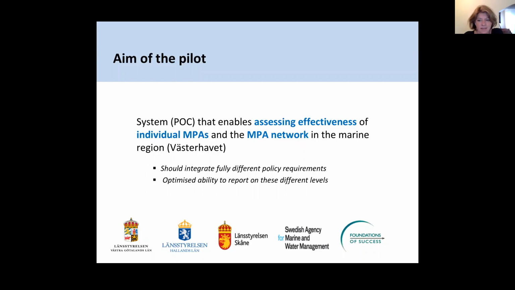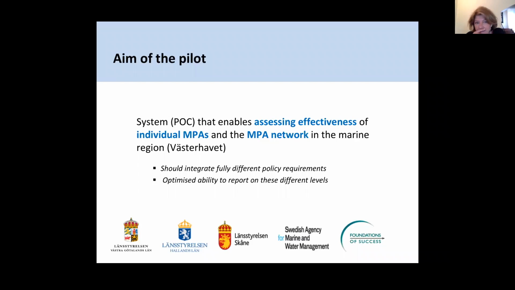This pilot is conducted by a group of wonderful people from three different counties, Götaland, Halland, and Skåne on the west coast of Sweden, with involvement of the National Swedish Agency for Marine and Water, and with technical guidance of my own organization, Foundations of Success.